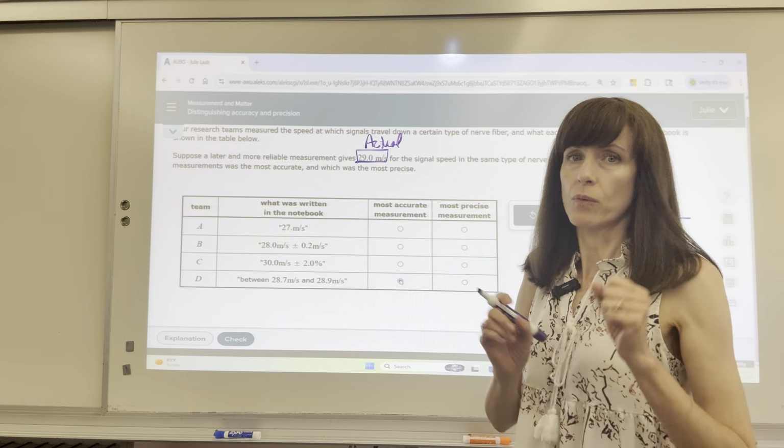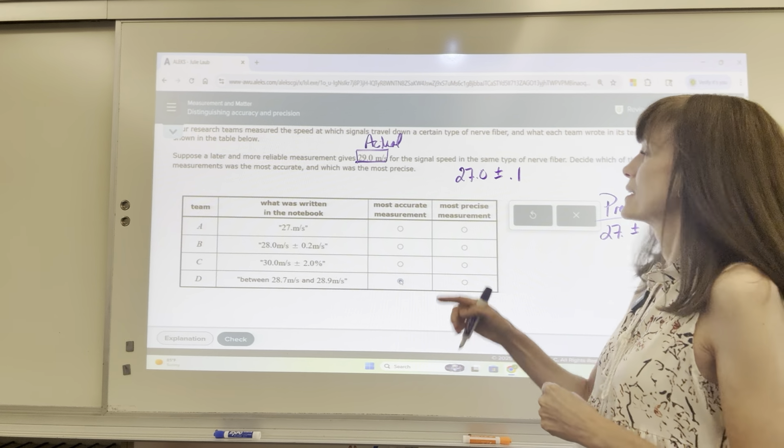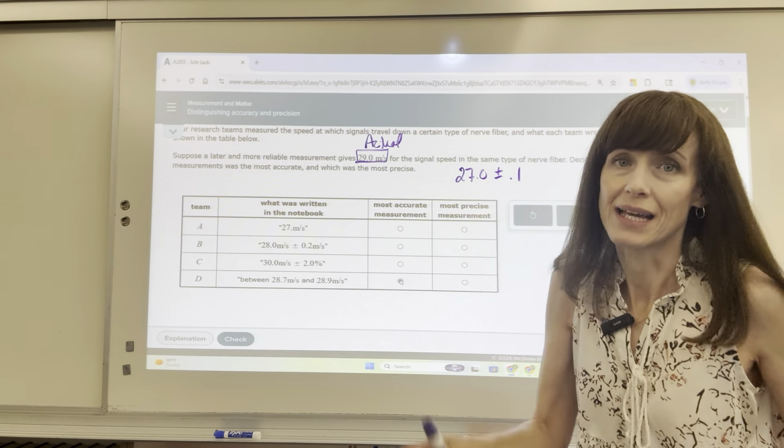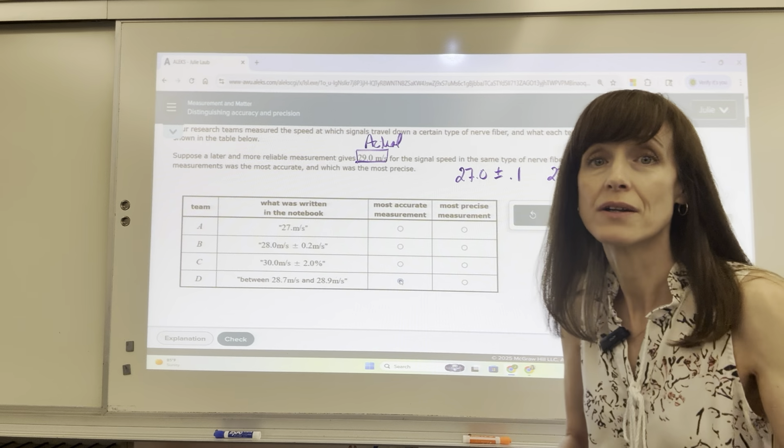Now, I want to give you some examples on this. Let's say that you had 27.0. That'd be plus or minus, watch this, 0.1, because that 0 is at the tenths place. Let's pretend that you had 27.05 or 03. This would be plus or minus 0.01 because that's at the hundredths place.